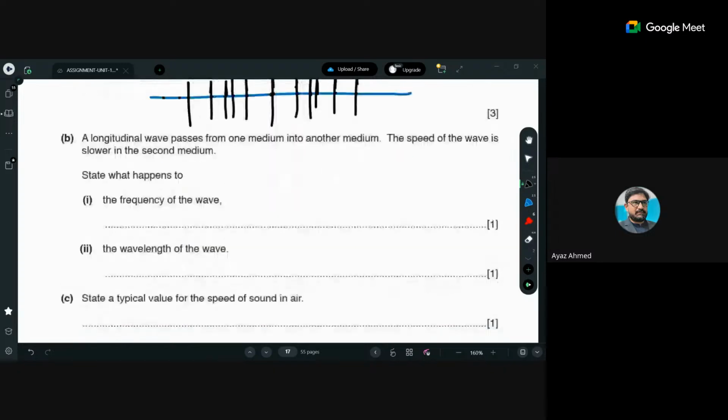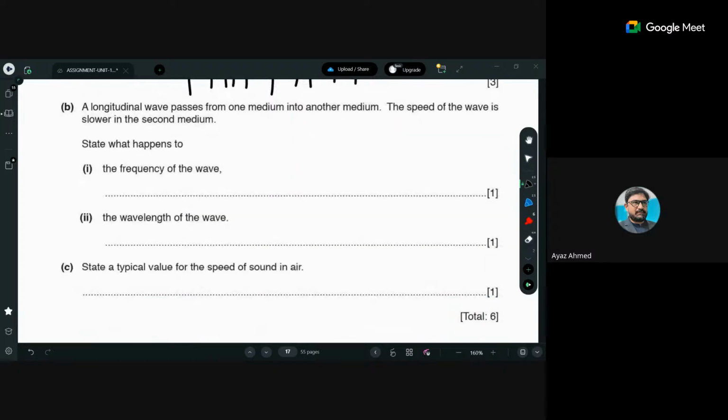Okay, then the longitudinal wave passes from one medium to another medium. The speed of the wave is slower in the second medium. What happens to the frequency of the wave? During refraction, what happens to frequency? It stays the same. Yes, it stays the same. So this is a tricky question.